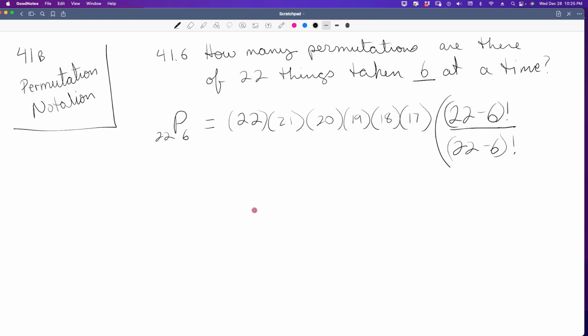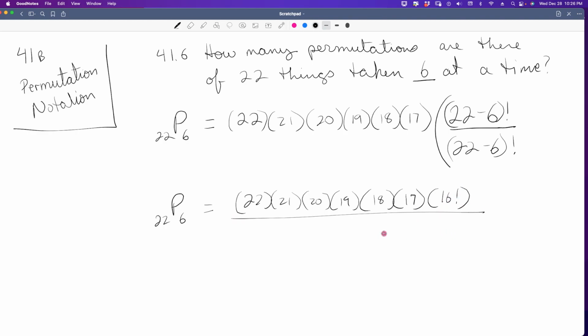So when we multiply, what we end up with is P22 at 6 is equal to 22 times 21 times 20 times 19 times 18 times 17 times 16 factorial, all over 22 minus 6 factorial, because that's what the 16 is. And then those would factor out. They would cancel each other out.